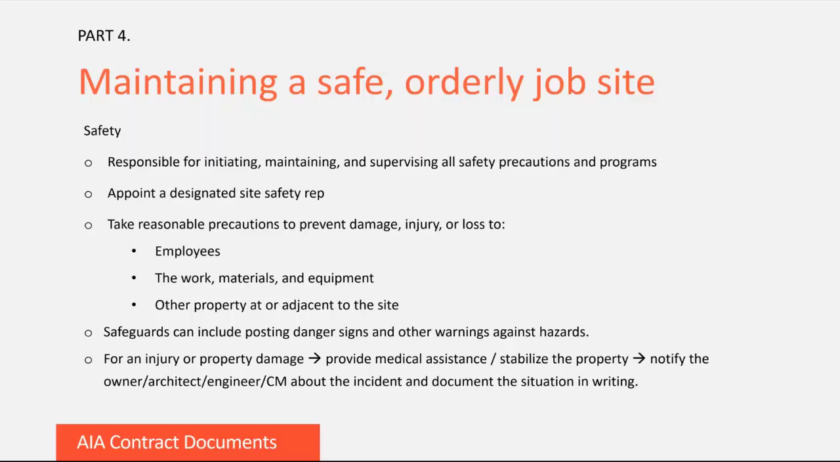Depending on the types of hazards, a safeguard may be to post danger or other warning signs. And if someone on the site sustains an injury or there's damage to property, promptly offer medical assistance to the person or stabilize the property. Then notify the owner or architect, engineer, CMA with details about the incident. You'll also want to document the event in writing as well as the follow-up action.